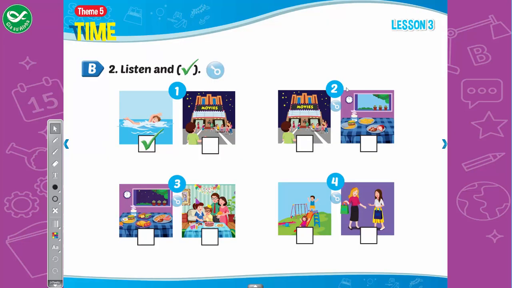B. 2. Listen and tick the box. 2. And what do you want to do in the afternoon? I want to go to the movies. Your place, right? No. Okay. Yeah! 3. What do you want to do in the evening? I want to go to the party. Four. Oh, and I want to go to the playground in the morning. In the morning? Yeah!